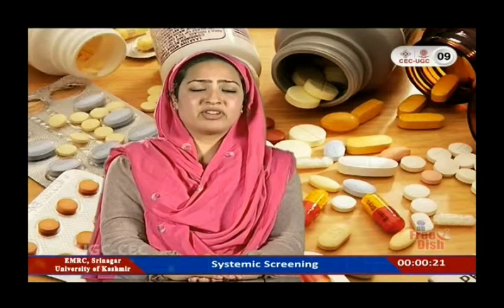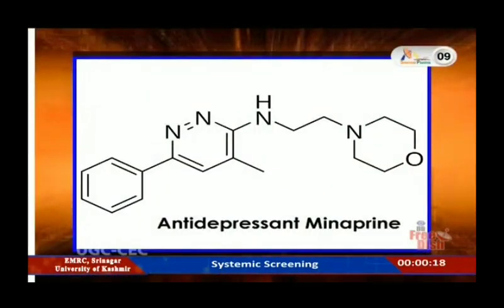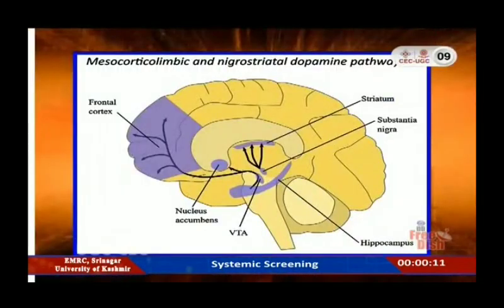The rationale behind the SOSA approach lies in the fact that in addition to their main activity, almost all drugs used in human therapy show one or several side effects. An example is the antidepressant minoprine. In addition to reinforcing serotoninergic and dopaminergic transmission, this aminopyridazine possesses weak affinity for muscarinic M1 receptors.